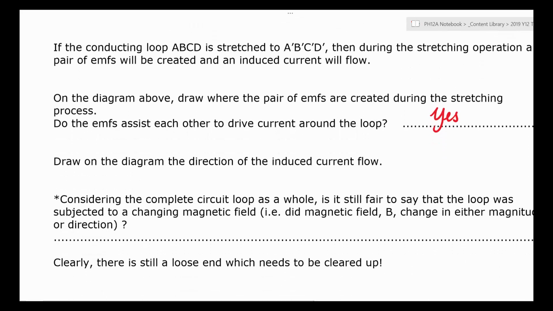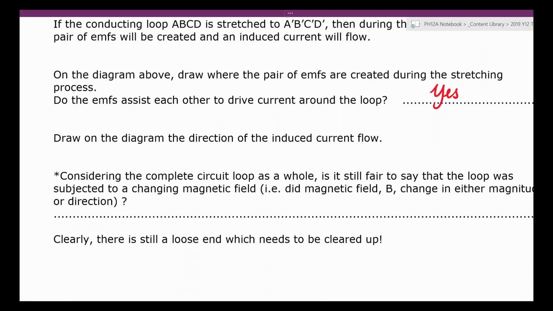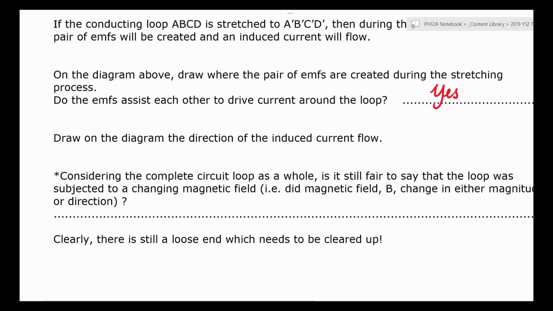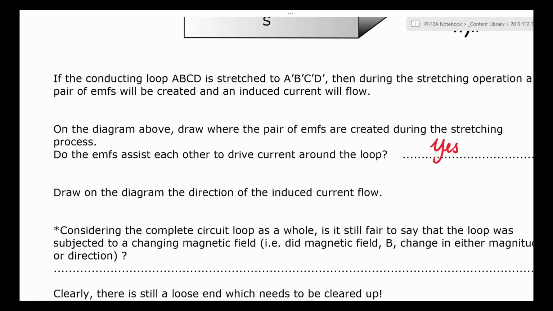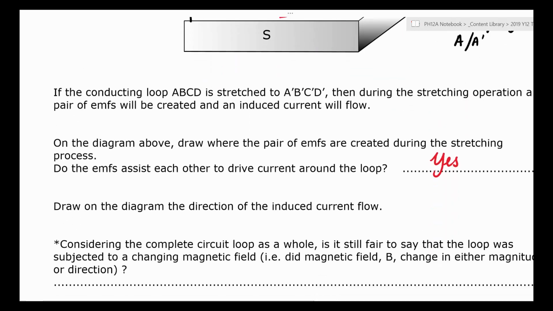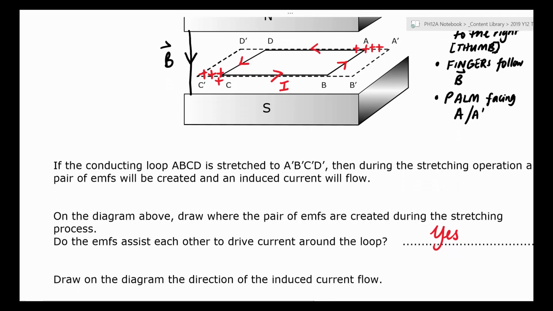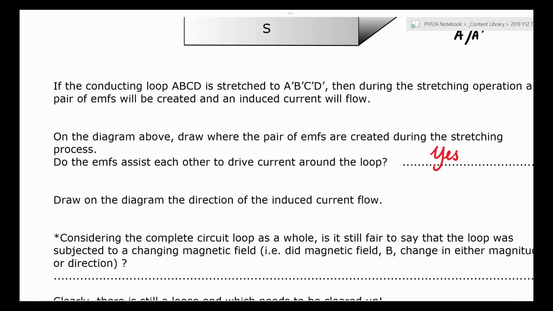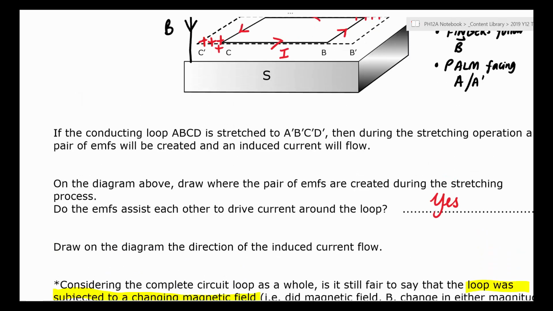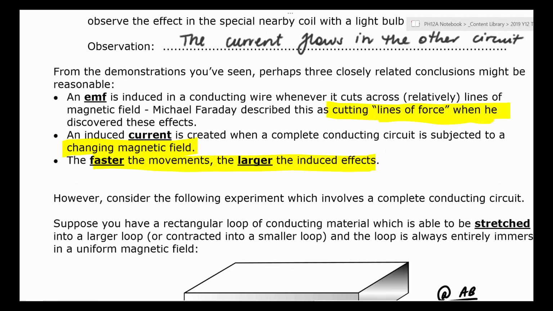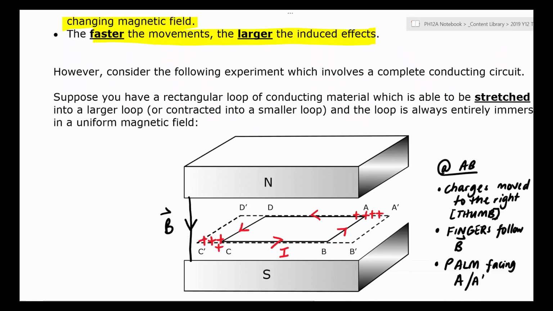If we consider the actual loop, and this is a very important question, we have stretched a loop inside a magnetic field. We haven't stretched it outside the magnetic field. It is still within the magnetic field during the stretch. But somehow I can generate a current. And if we think about it, is it fair to say that the loop was subjected to, let's say, a changing magnetic field? Because that was the conclusion that we drew from up here from all of our demonstrations.